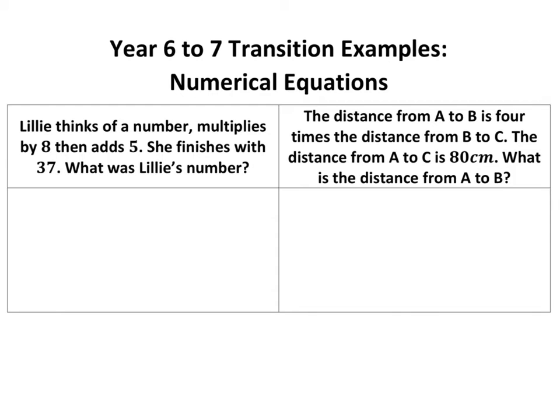Okay, now I've called this numerical equations because when you get to secondary school you'll probably end up using algebra to do all of these. Okay, so it says Lily thinks of a number, multiplies by 8, then adds 5. She finishes with 37. What is Lily's number?